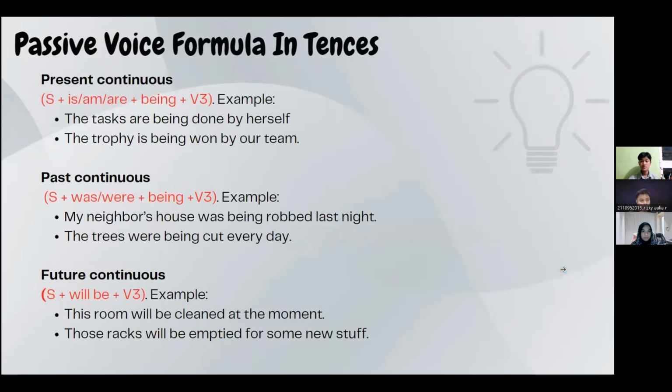The next is the passive voice formula in present continuous tense. The formula is subject plus is or am or are plus being plus verb 3. The example, the tasks are being done by herself. The next is past continuous. The formula is subject plus was or were plus being plus verb 3. And the example is the trees were being cut every day. The next sentence is future continuous. The formula is subject plus will be plus verb 3. The example, this room will be clean at the moment. Next slide.